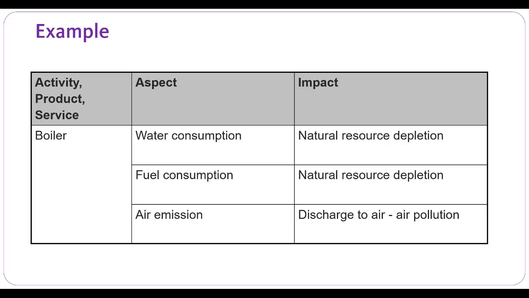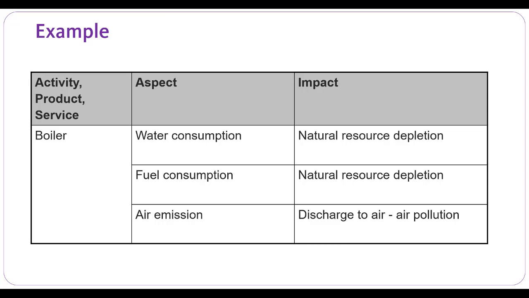So here's an example: the activity or the product or the service. In this case, it's an activity, which may be a boiler. Aspect, there's a range of aspects. So it consumes water, it consumes fuel, and it emits something into the air. So there's some air emission. Could be steam, could be exhaust fumes, whatever it is. So that aspect, water consumption, what impact does that have on the environment? So obviously if it's consuming water, it's naturally a depletion of some sort of resource. So natural resources being depleted. Fuel consumption, much the same. You're using up fuel, maybe in this case oil, and then that is a natural resource depletion. So that's the impact. The aspect is the fuel consumption, and then the impact is some sort of depletion.